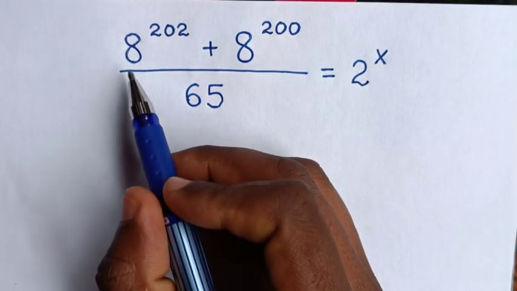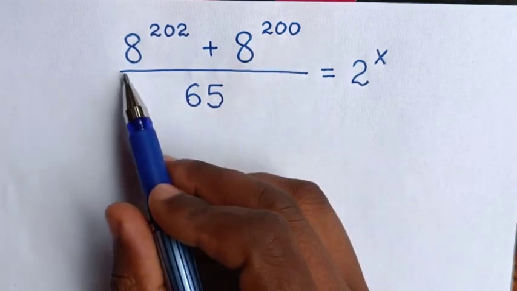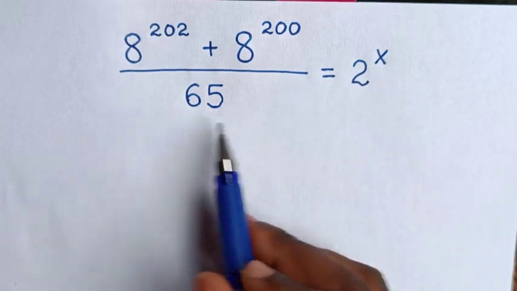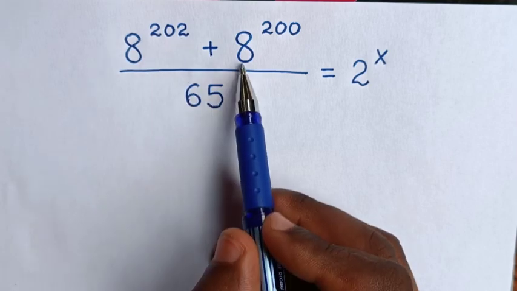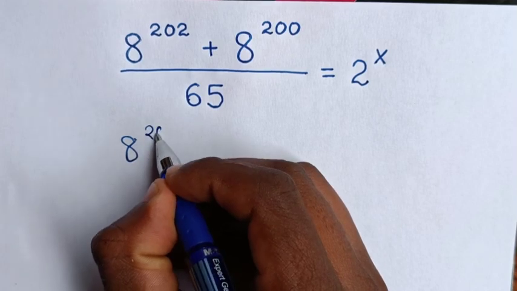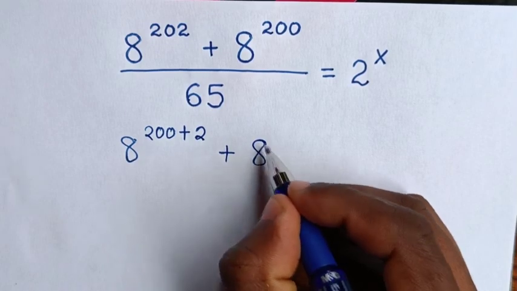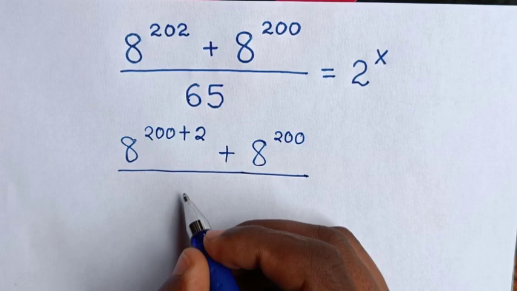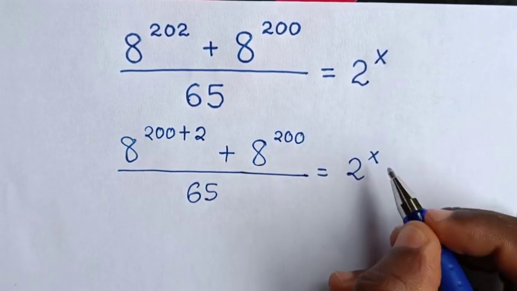Hello, how to solve 8 power of 202 plus 8 power of 200 over 65 is equal to 2 power of x, to find the value of x from this equation. Now from here, 8 power of 202, to have common 8 power of 200, this is same as 8 power of 200 plus 2, then plus this 8 power of 200 over 65. Then it will be equal to this 2 power of x.